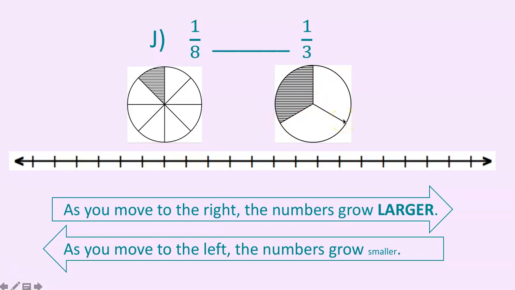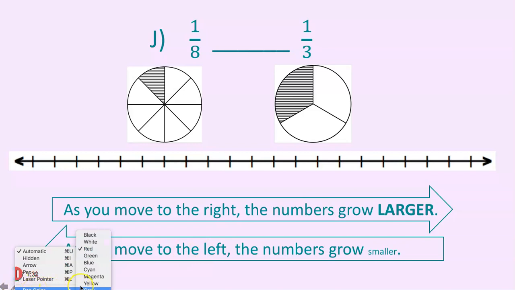If you divide it by 3, each piece, each slice is going to be a lot larger. It's like taking something and dividing it amongst 3 friends. You're going to get a larger piece than if you took an item and divided it amongst 8 friends. On the number line, the 1/3, since it's larger, would be further to the right, and the 1/8, since it's smaller, would be further to the left.